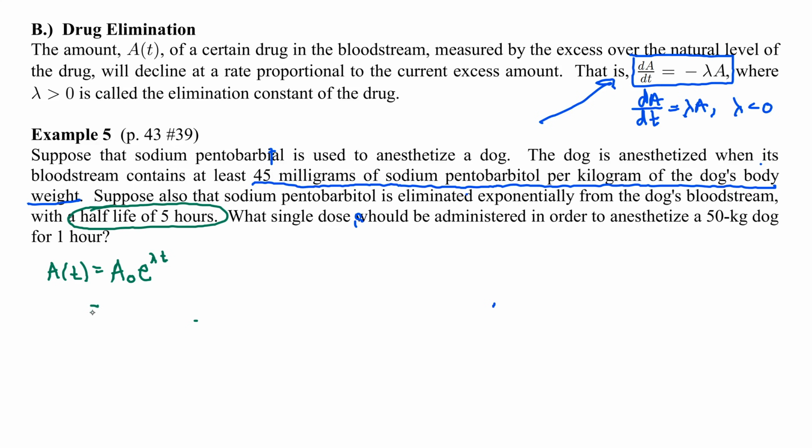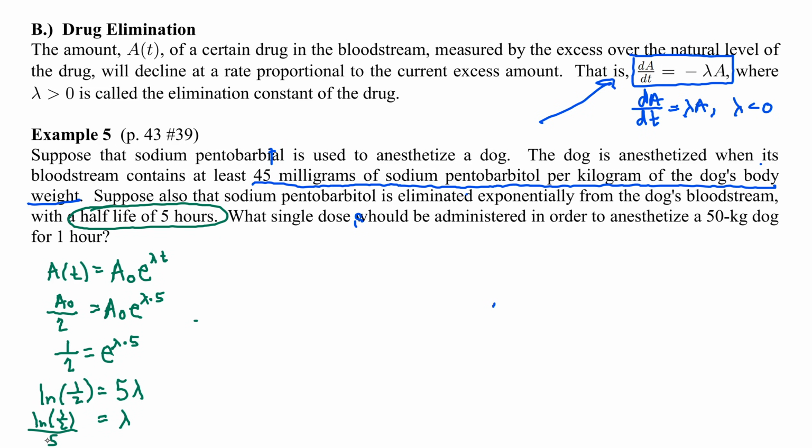So if our initial amount is A naught and the half-life is 5 hours, then after those 5 hours, we would end up with exactly half of the original amount. Notice when I divide both sides by A naught, this half-life is independent of that initial amount A naught. It just cancels. When we solve for lambda, we have natural log of 1/2 equals, I'm going to rewrite that as 5 times lambda. So lambda is equal to natural log of 1/2 divided by 5, okay?